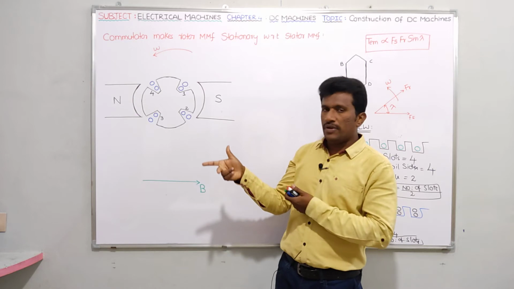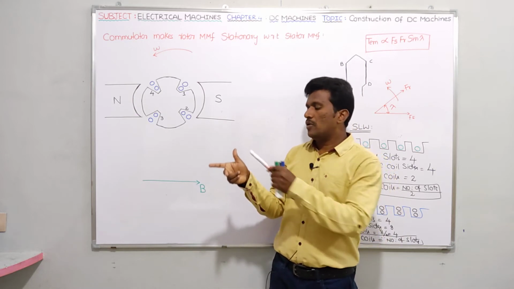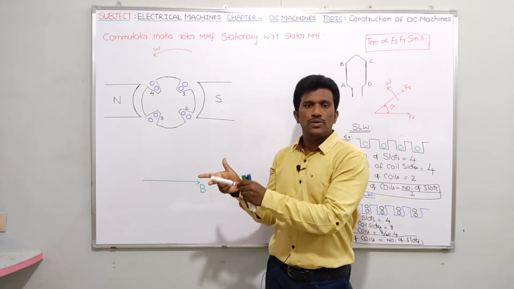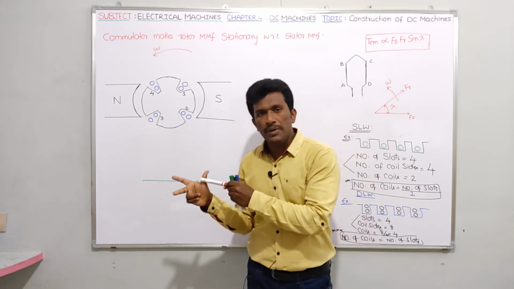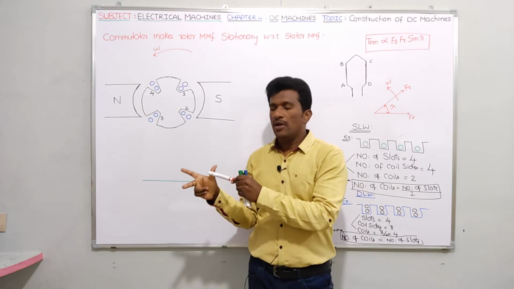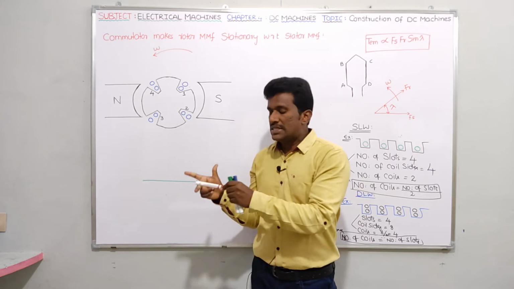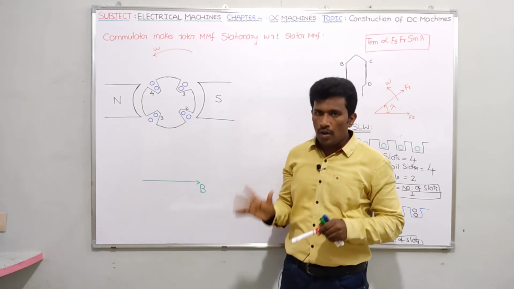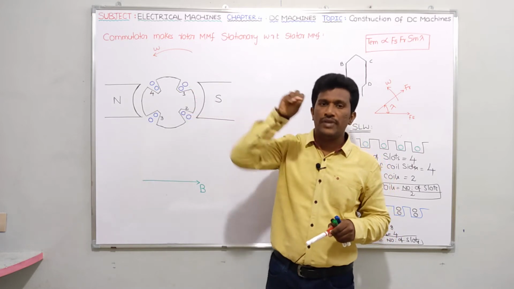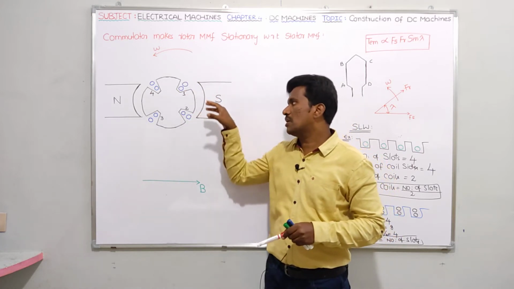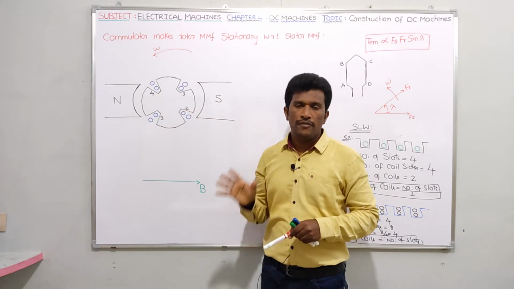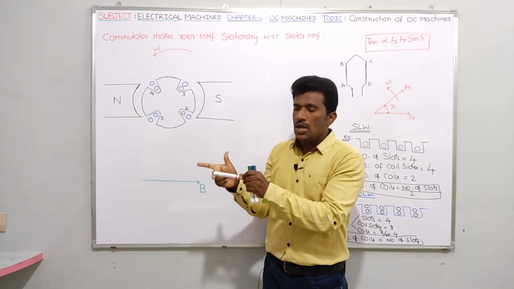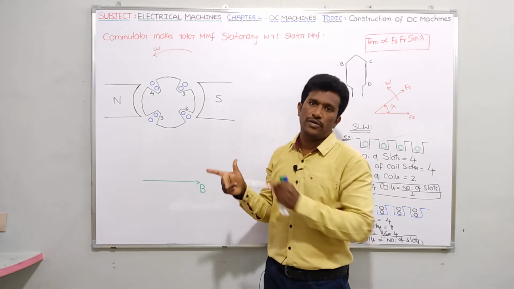In Fleming's right hand rule, when a moving conductor cuts the magnetic field, an EMF or current is induced in that conductor. The thumb means direction of motion of the conductor, the forefinger means direction of magnetic field, and the middle finger means direction of EMF or current induced. Now I am going to decide the direction of EMF or current induced in slot number 1, slot number 2, slot number 3 and slot number 4. For that, you should know the direction of thumb and forefinger.